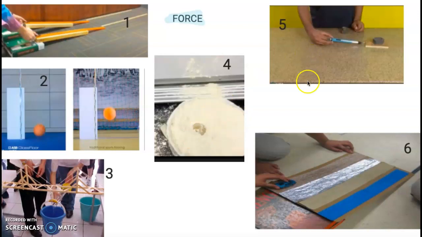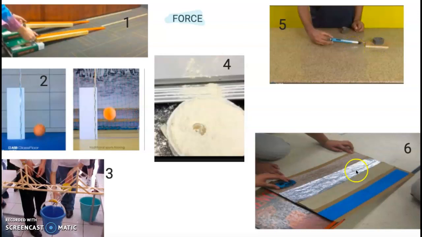Okay, and then experiment number 5. Here we have a spring scale that is used to measure force. What is changing here is the mass, right? You see the masses are changing. So the question would be, how does the mass affect the force that we need to move the object? How does the mass affect the force that we need to move the object?